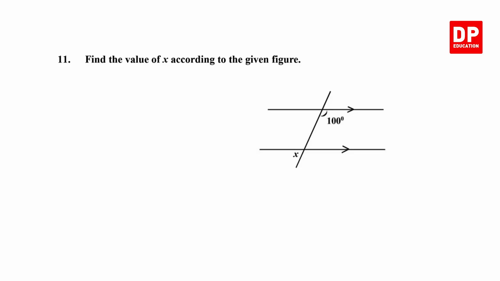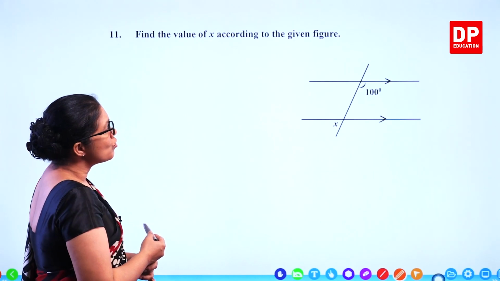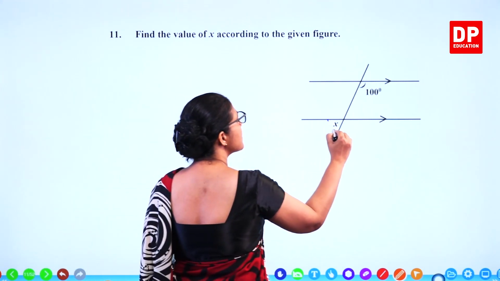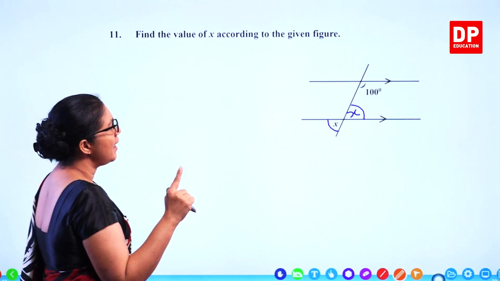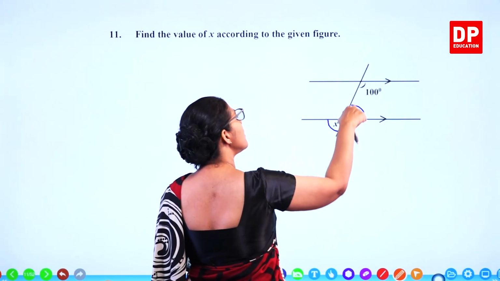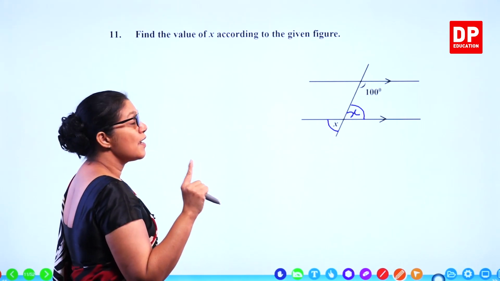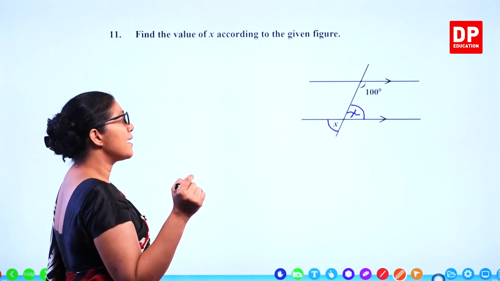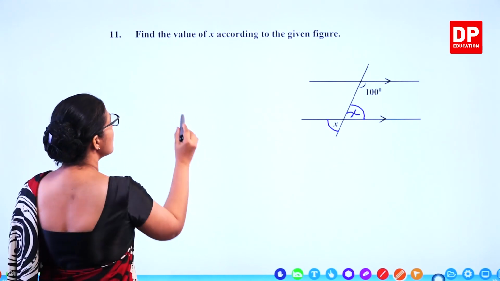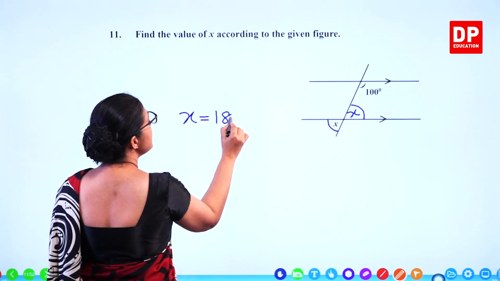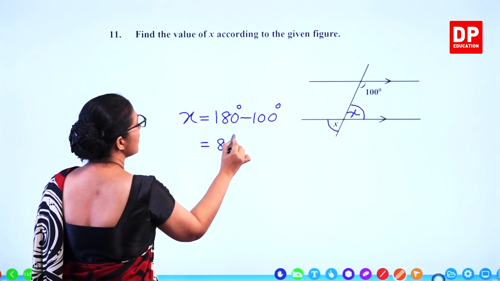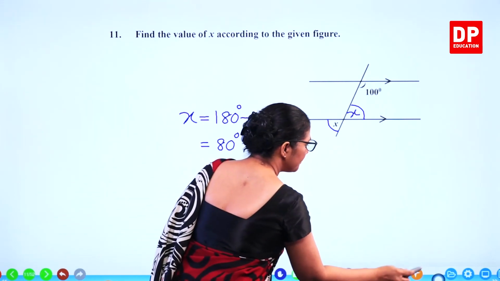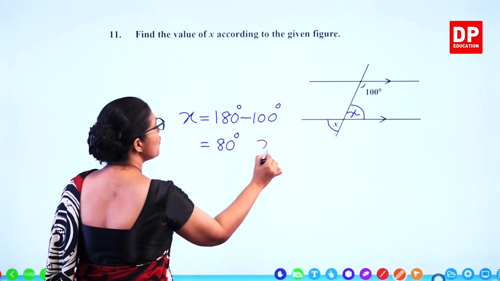Question number 11. Find the value of x according to the given figure. So, 2 lines are parallel. If this is x, this is also x. Opposite angles are equal. Then if this is x, what do you know about the allied angles? If the two lines are parallel, allied angles add up to 180. So x becomes 180 minus 100. 80 degrees. 2 marks for that.